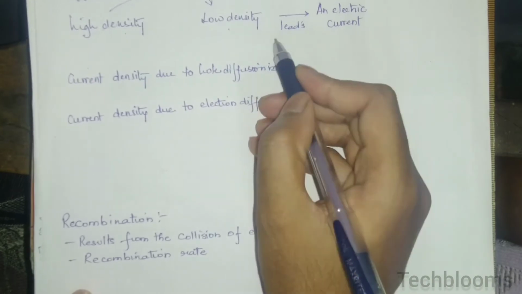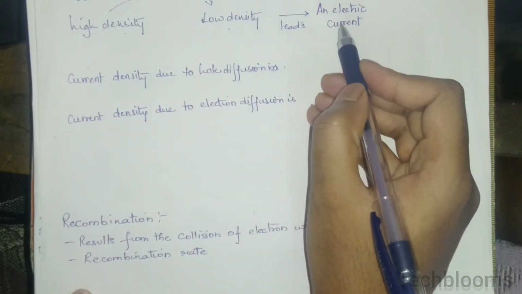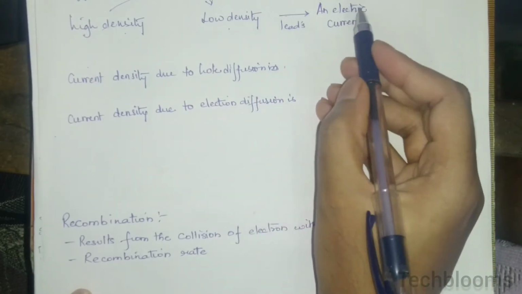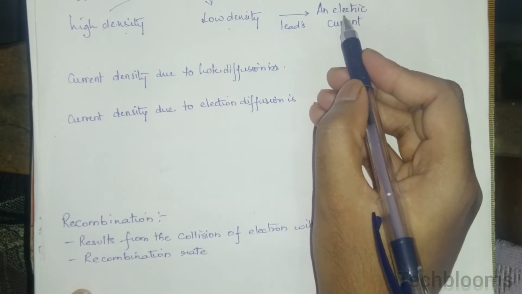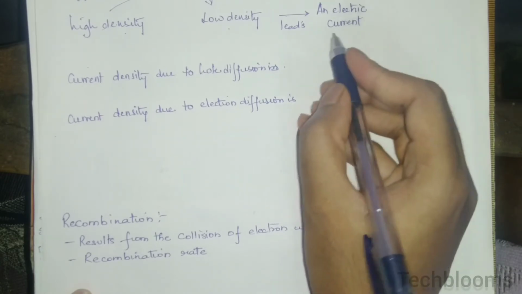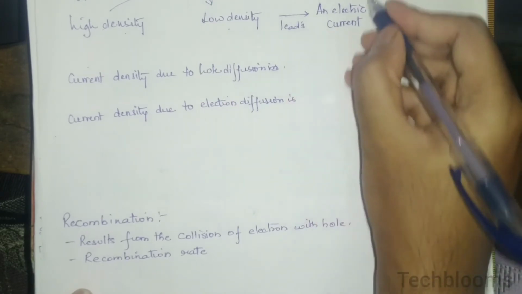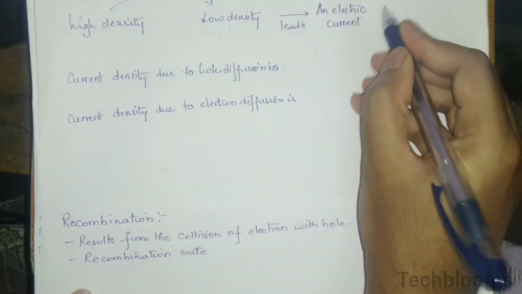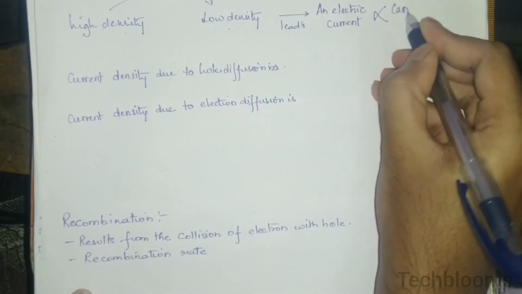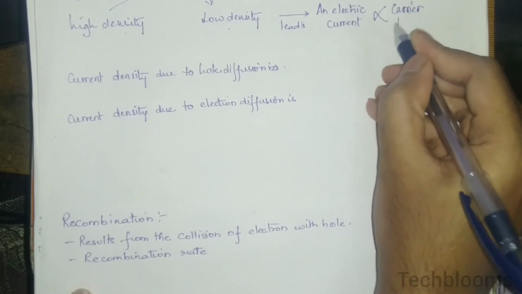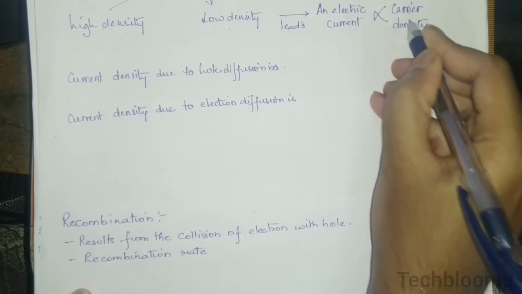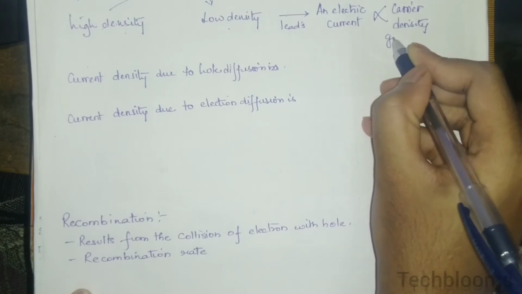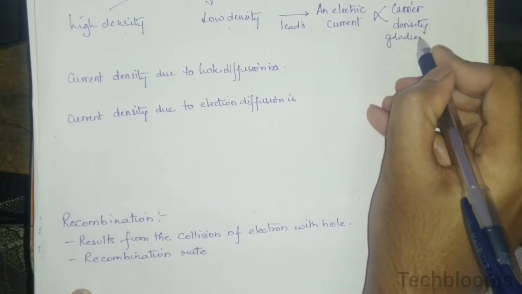Now this electric current is directly proportional to the carrier density gradient. So this current is directly proportional to the carrier density gradient.